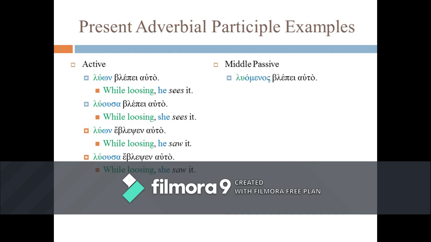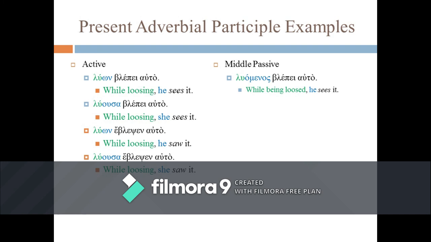The middle passive, that omega men. Omega men, before the ending, tells us middle passive. All we've got to see. So we see luomenos blepei auto. So this is middle passive. And that omicron sigma tells us this is masculine. So we know that this is masculine and passive. So while being loosed, and I'm using this ing with the be in order to emphasize the continuous, while being loosed, he sees it.